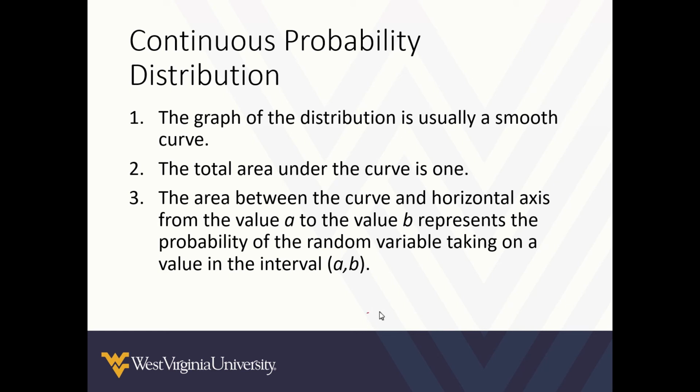And so what we're talking about is, if, say, this was our distribution and we were interested in the probability from event A to B, this area corresponds to the probability.